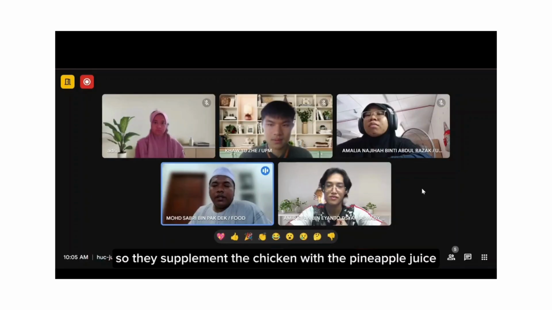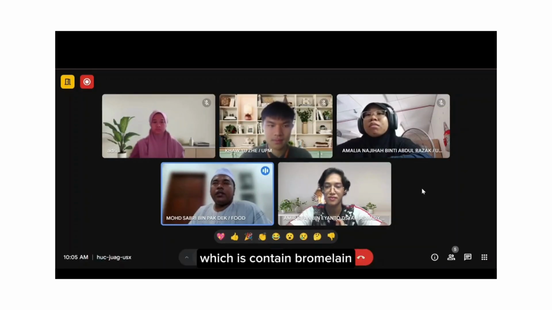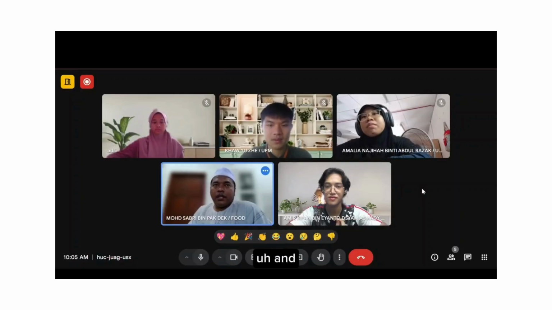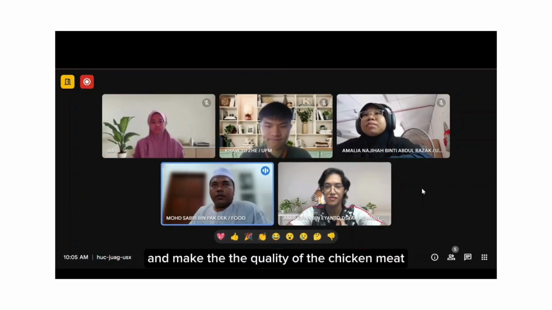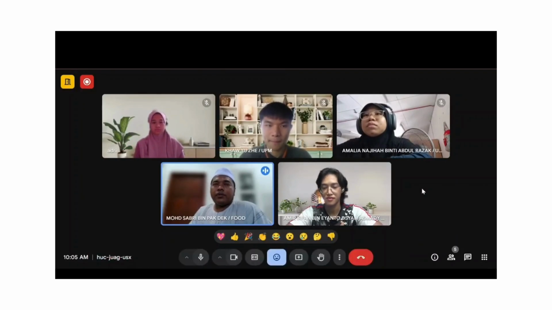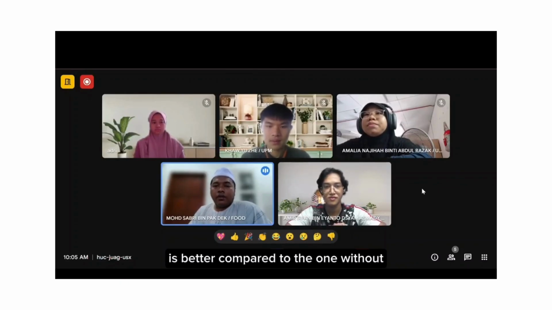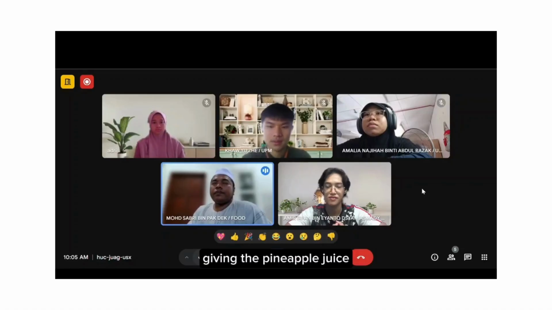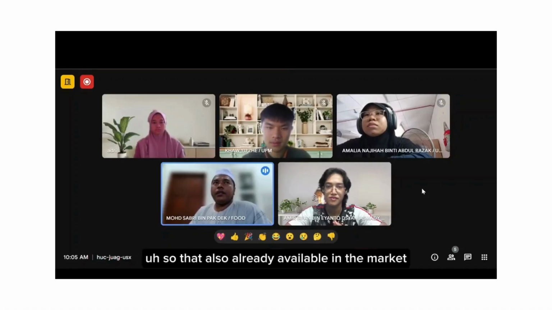So they supplement the chicken with the pineapple juice, which contains bromelain, and make the quality of the chicken meat better compared to the one without giving the pineapple juice. So that is also already available in the market.